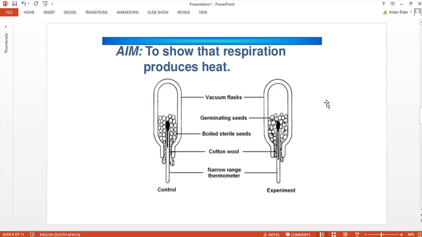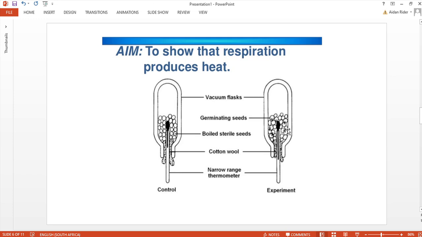Okay, so then another experiment, just for interest's sake. The aim is to show that heat is being produced during respiration, as I mentioned in the previous slide as well. So here they use germinating seeds. You have these vacuum-type flasks, and then they put seeds on the inside. In this case, this is your control, so they killed the seeds, they boiled them, so they can't germinate, they're dead. But on this side, they're living seeds.